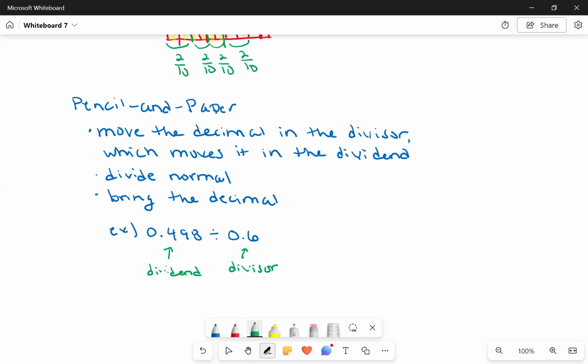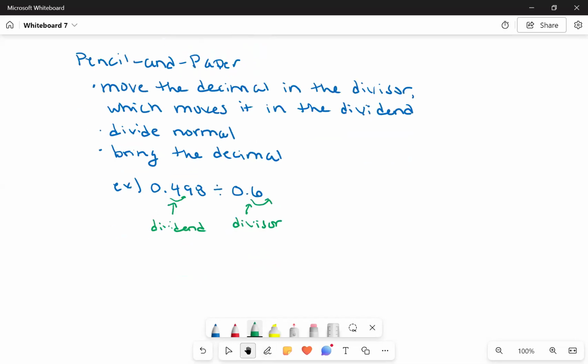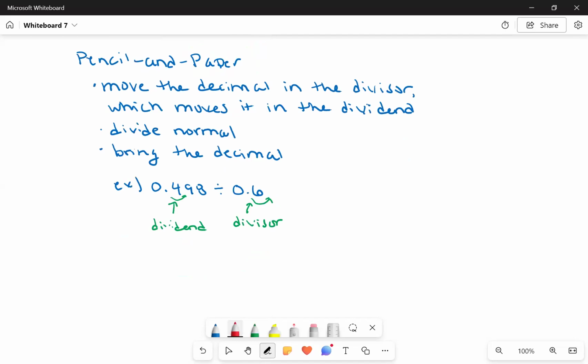The divisor is the problem. We don't want a decimal in the divisor. So we move the decimal out of the divisor by literally moving it over 1, right 1. And because we're messing with it, we have to do that in the dividend as well. We have to move the decimal once. So what we end up doing is taking 6 and dividing it into 4.98.